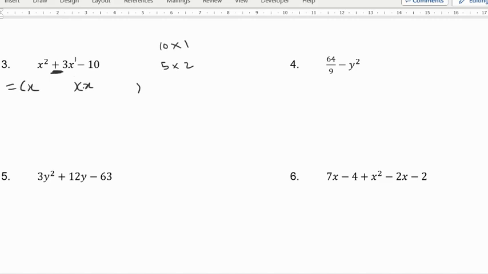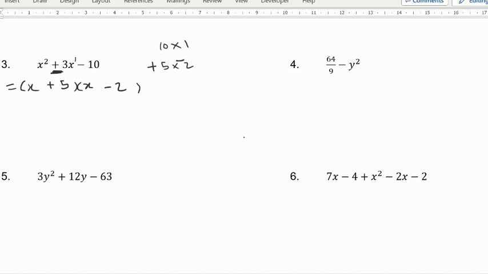So let's see, is 10 and 1 going to get us back to plus 3? I don't think so. 10 plus 1, 10 minus 1. What about 5 and 2? How can that get us back to plus 3? Well, it will have to be plus 5, take 2 away. And then those are the factors that go into our set of brackets. And if we multiply that out, we will see that it will get us back to that trinomial. So it means it's correct.